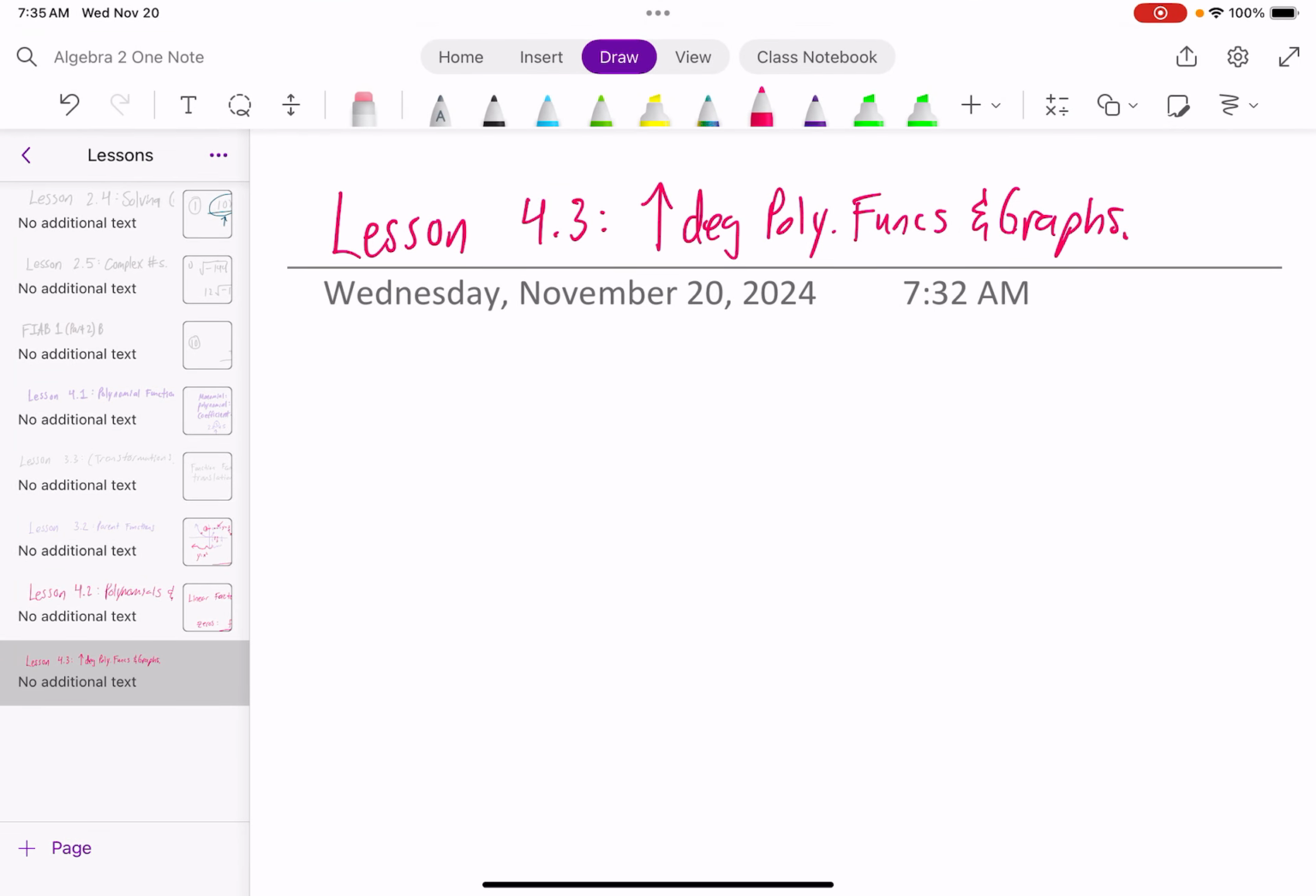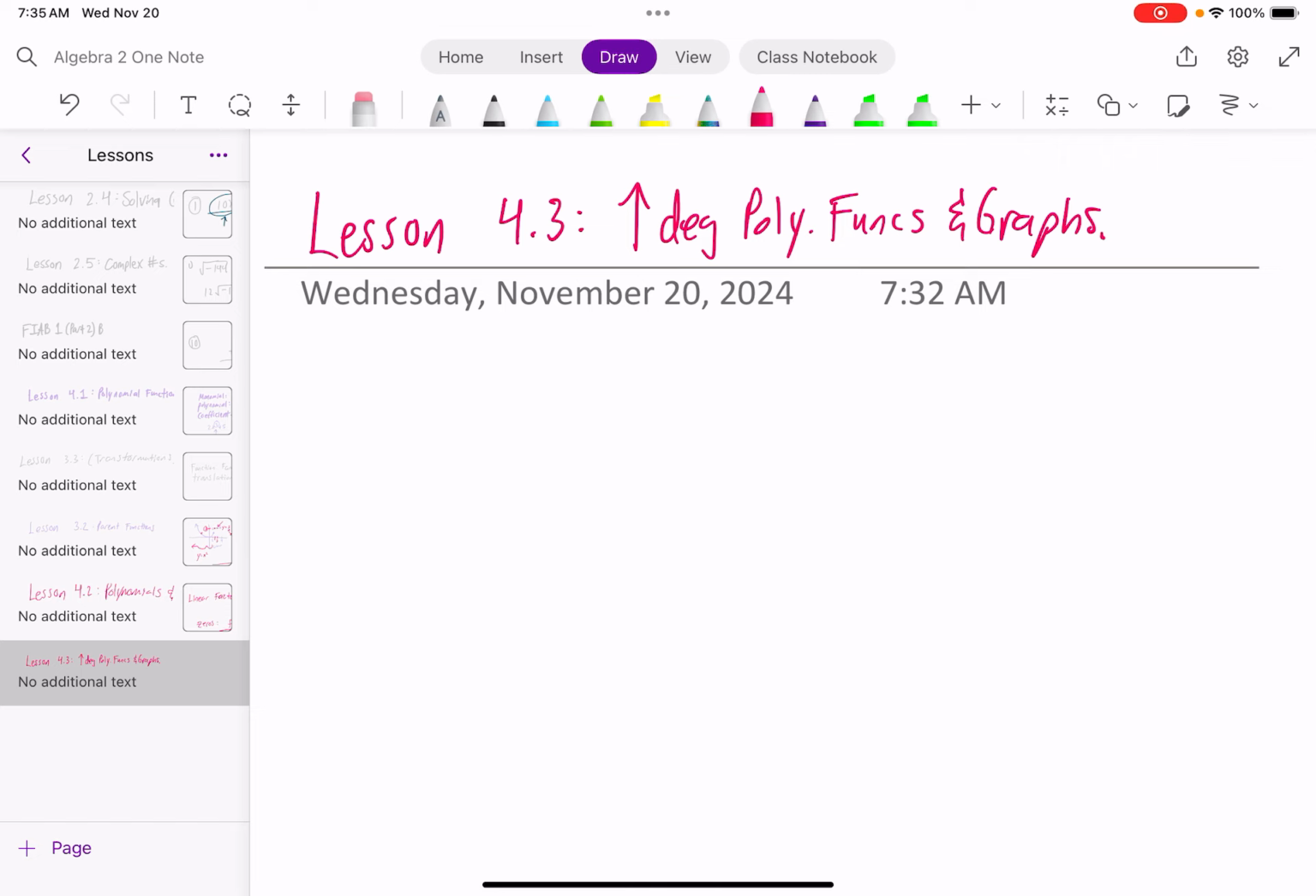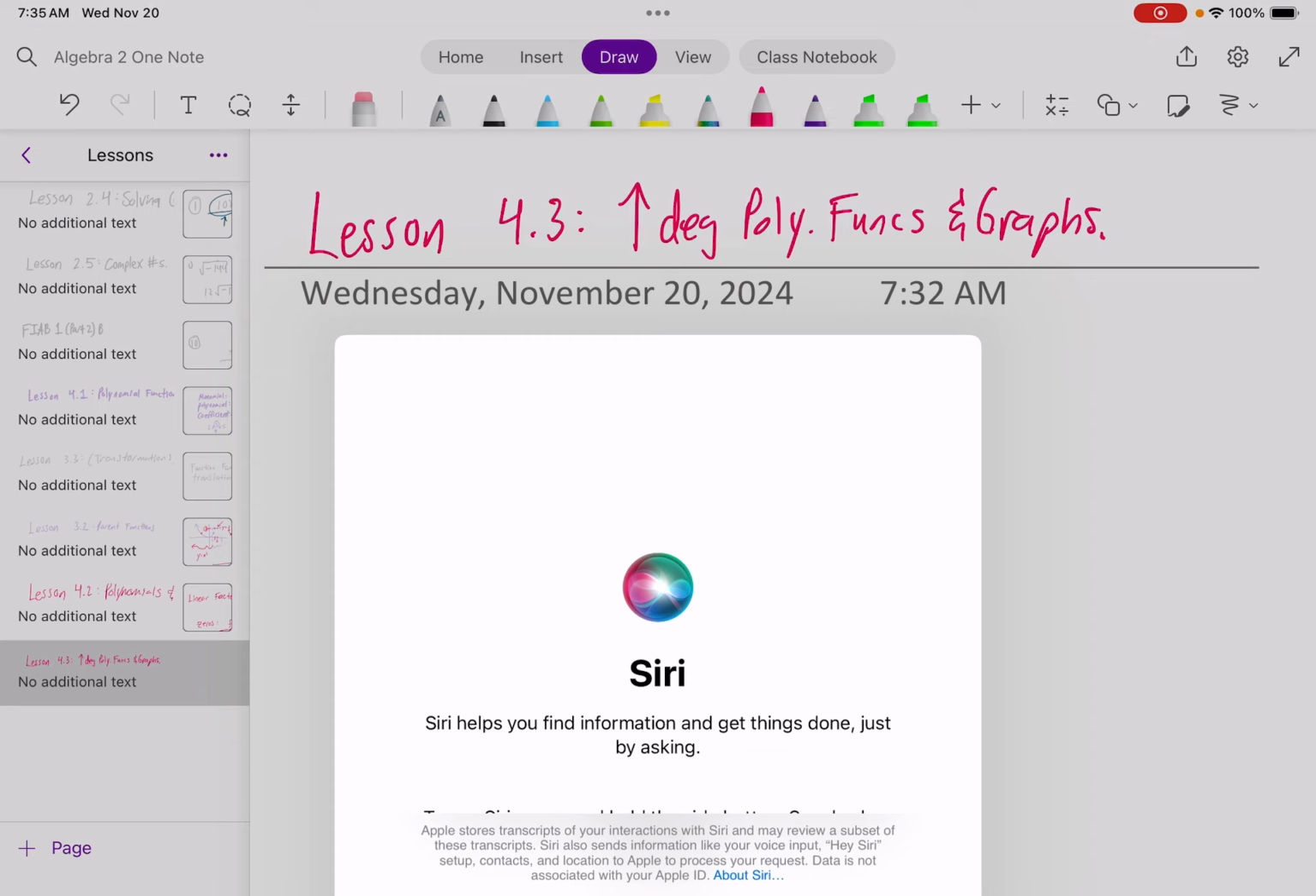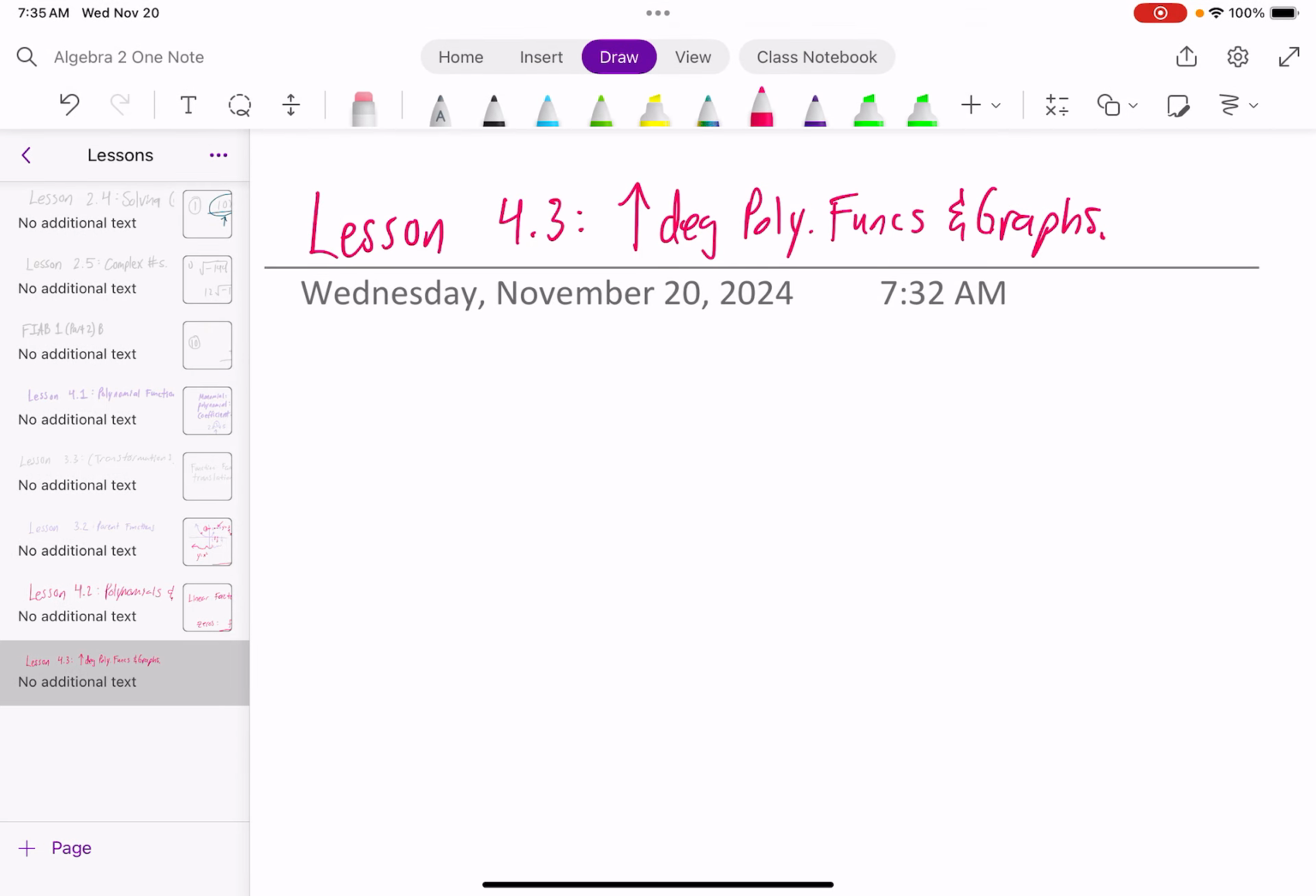So welcome again. We're studying lesson 4.3, higher degree polynomials, polynomial functions, and graphs. Today we're going to learn about multiplicity, which is basically how many times the answer repeats itself, right? The number of times the zeros repeat.